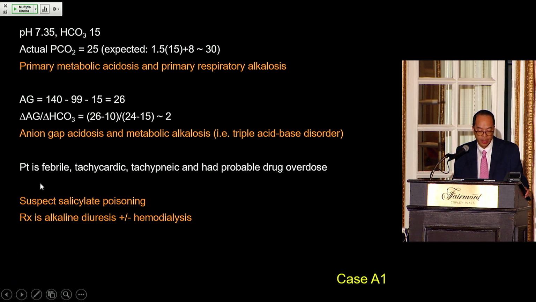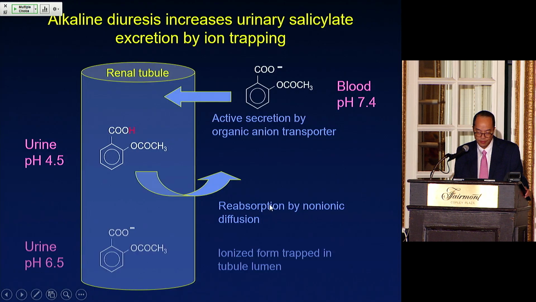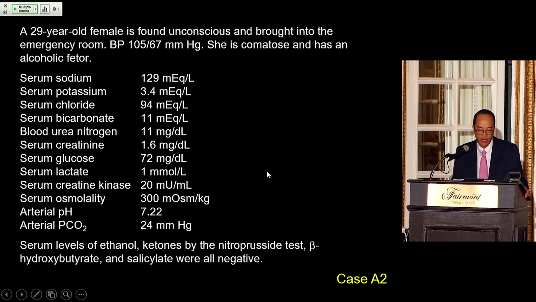And this is a patient who's got the triple hyper vital signs, as I like to put it. Temperature's up, her heart rate's up, and her respiratory rate is up, and we know she'd had a drug overdose. So this is salicylate poisoning until proven otherwise. Obviously, you check a salicylate level, but the treatment for salicylate poisoning would be alkaline diuresis and/or hemodialysis. Okay. I think I'm going to skip that and move on.